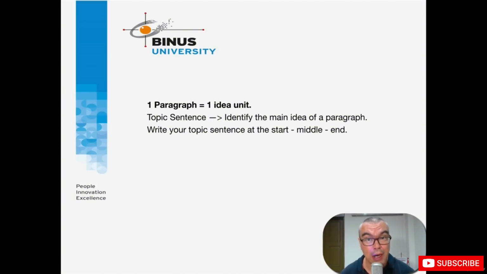You can do this by writing topic sentences. And a topic sentence is simply a sentence that identifies the main idea of a paragraph. You can write your topic sentence at the start of the paragraph, in the middle of the paragraph, or at the end. My suggestion is to write it at the start. Let's just keep it simple here and begin your paragraphs with topic sentences. That would be the easiest way to do it. Okay, let's look at some examples now.